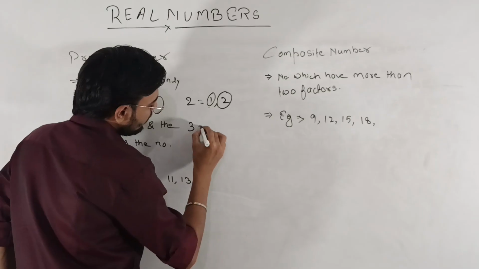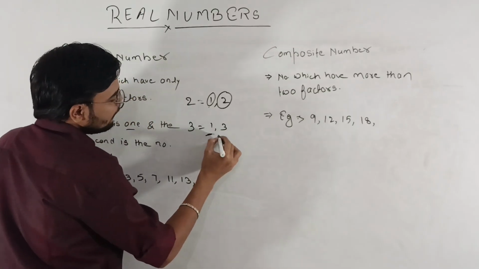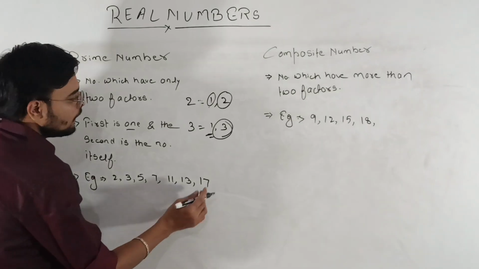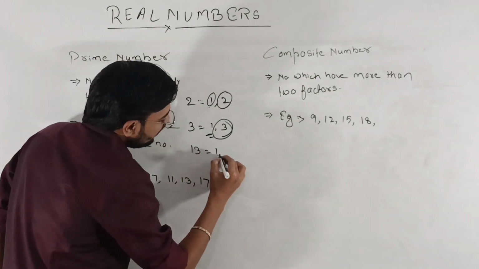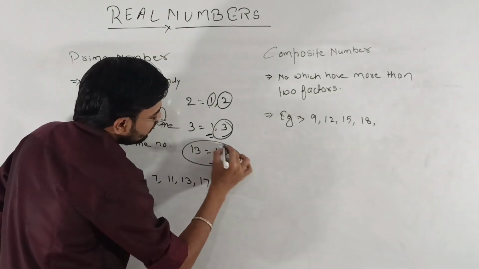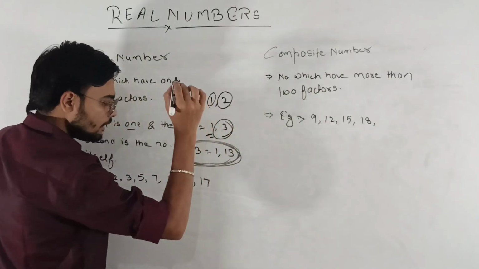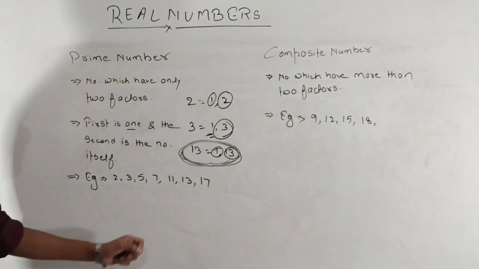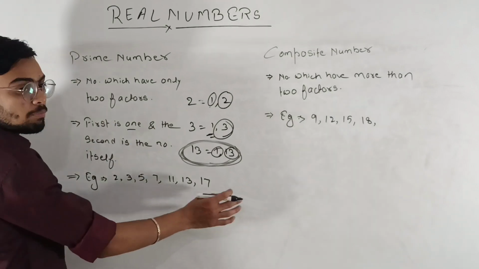3 is also prime. Factors of 3 are 1 and 3. First factor is 1, second factor is the number itself, 3. Then I write 3 is a prime number. Look at 13. 13 is divisible by 1 and 13. The first factor is 1 and the second factor is 13 itself. That's why 13 is also a prime number. 17 is also a prime number.